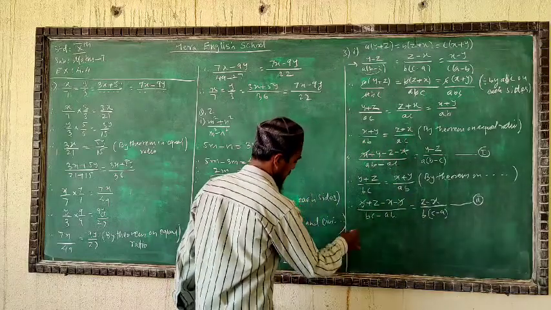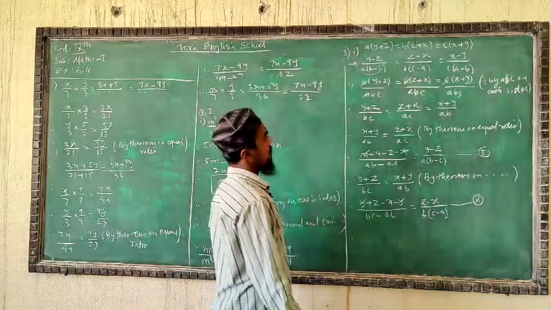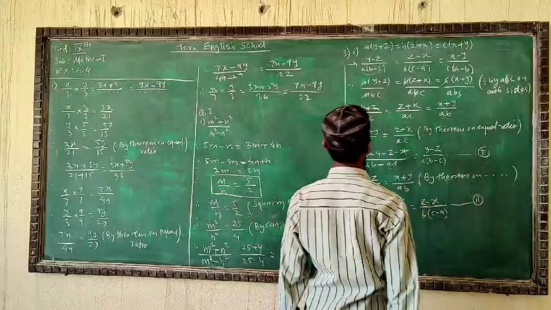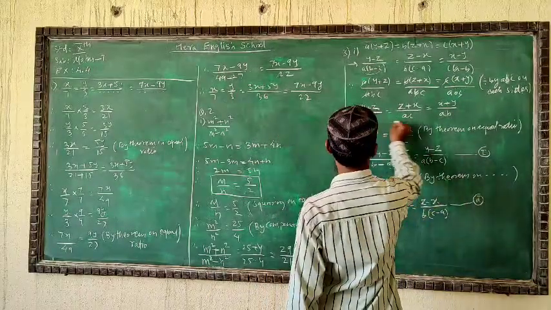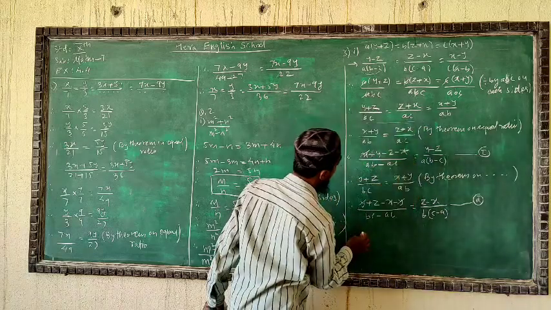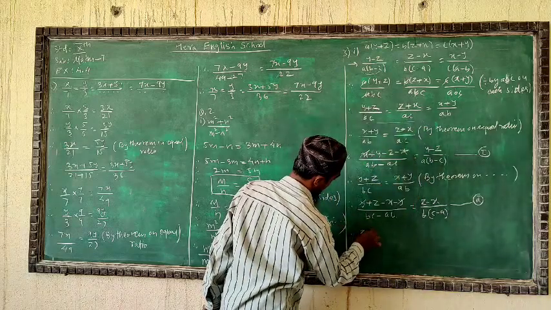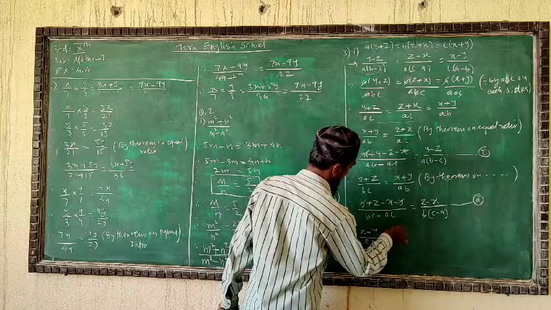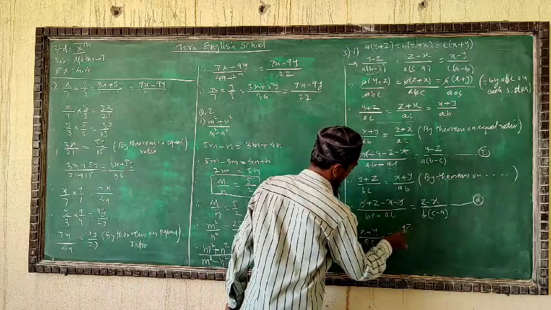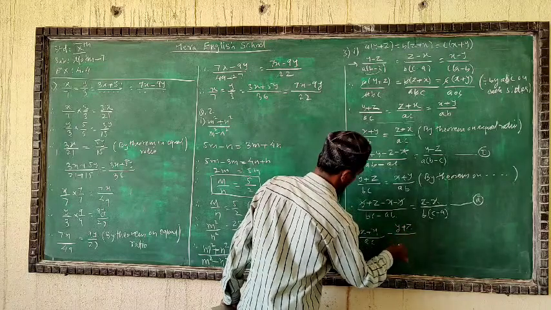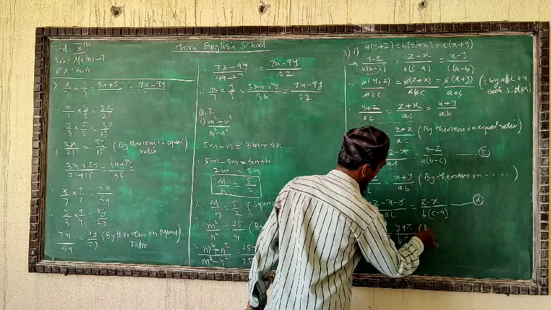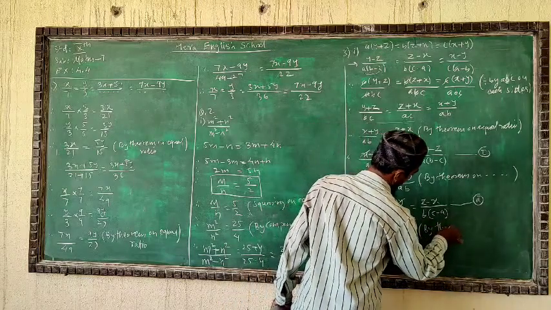Okay, for the last one, what we have to take are ac and bc. These two we have to take. First of all, we'll write here ac means z plus x upon ac, and bc is y plus z upon bc. See, both are equal. Here also we'll apply theorem on equal ratios.